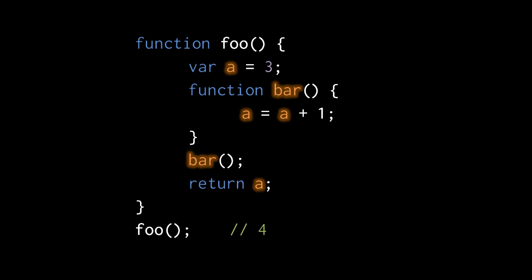Be clear that a nested function can modify an enclosing function's variables. Here in the call to foo, the nested function bar increments the variable a of foo, and so the call to foo returns 4, not 3.